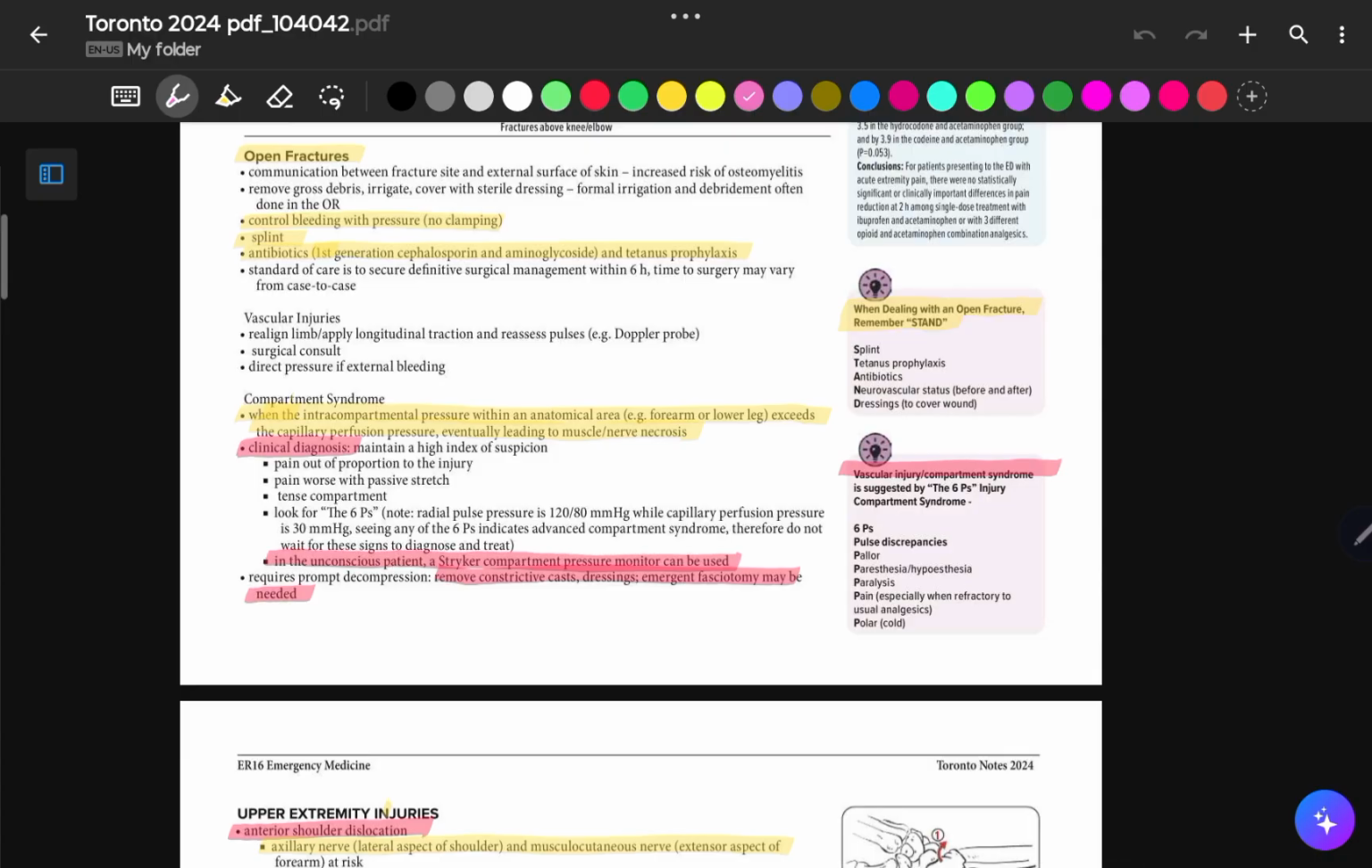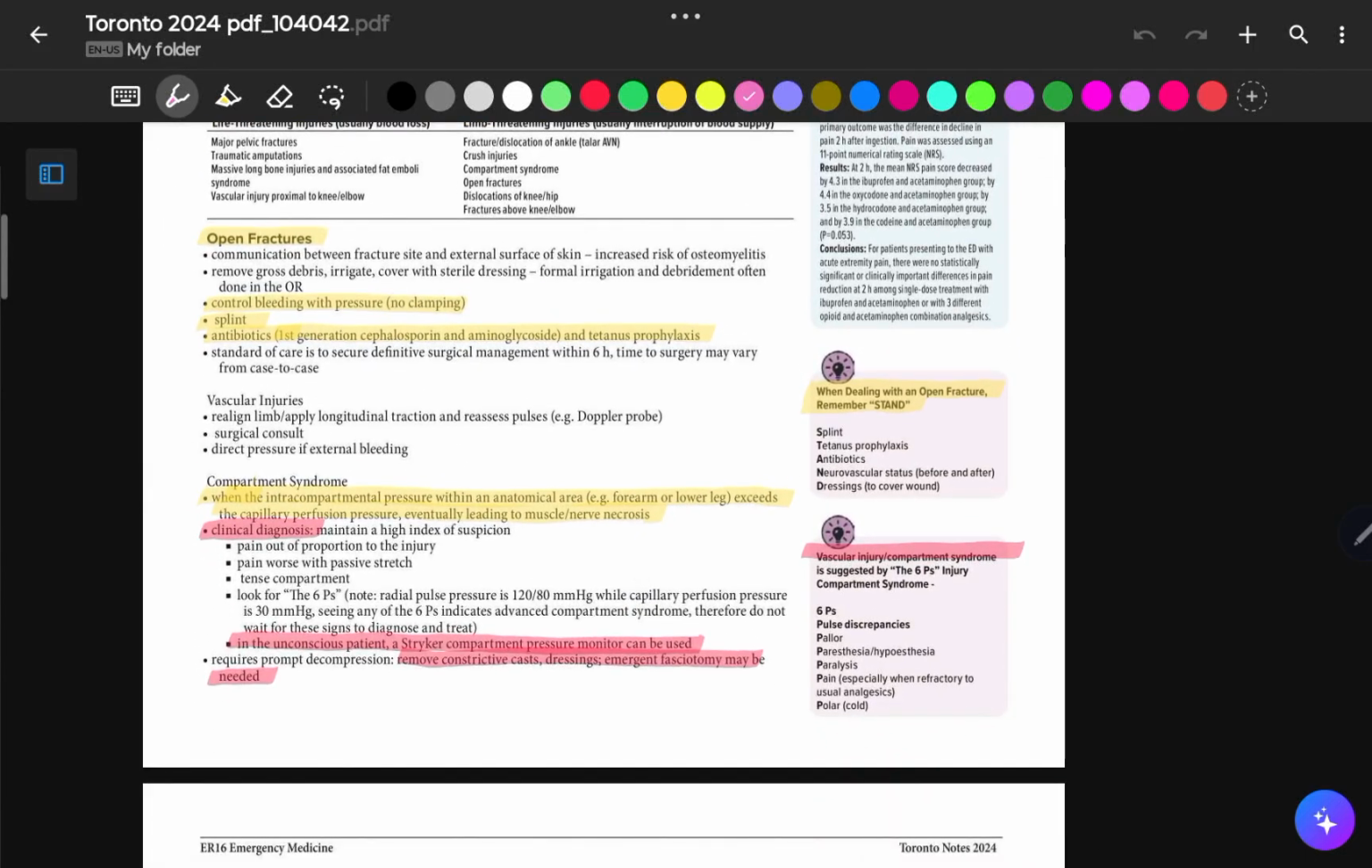So you can also have vascular injury. So what are you going to do? You're going to get a surgical consultation. For any vascular injury, you want to put direct pressure if there is any external bleed, try to realign the limb and apply longitudinal traction, and then reassess the pulse or do a Doppler just to make sure the vasculature is still intact.